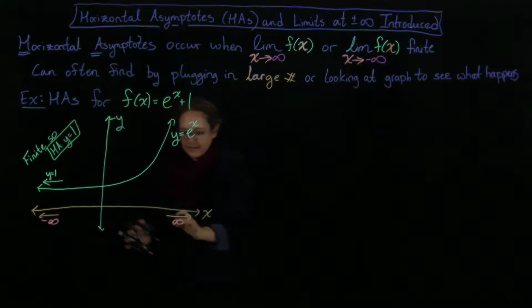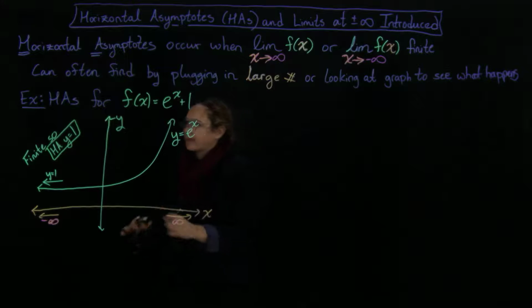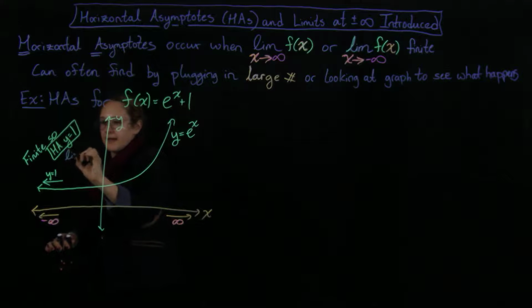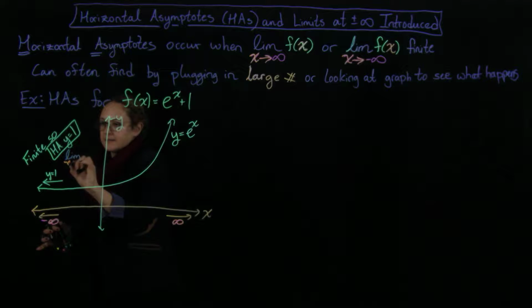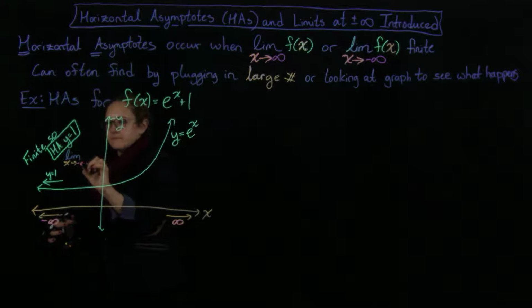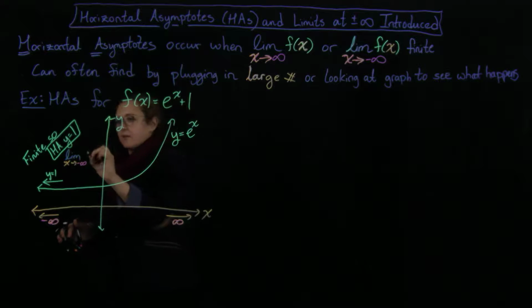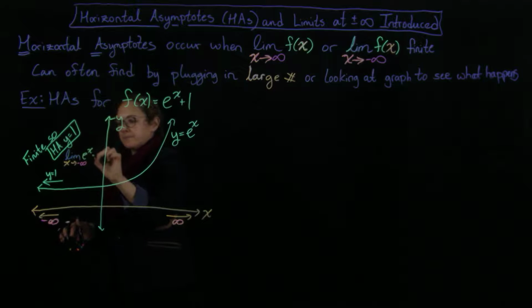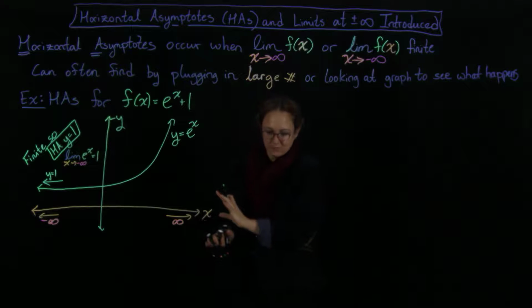To say precisely what's going on here, to match it up with the picture: the limit as x approaches minus infinity of this function is 1, right? That's how I knew that I had that horizontal asymptote, y equals 1.